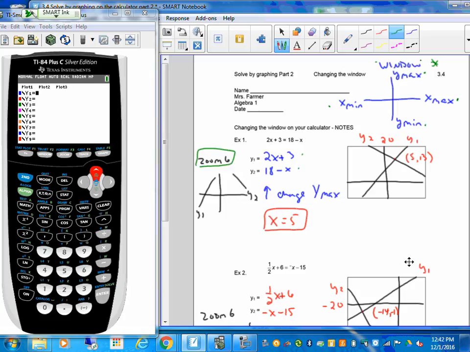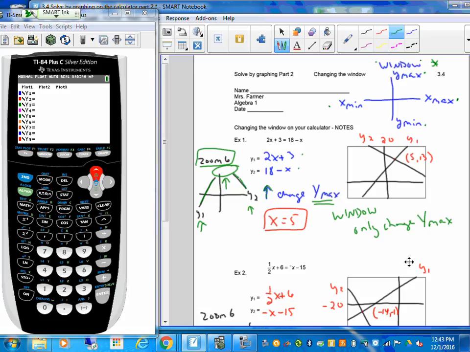Did a quick sketch here, labeling Y1 and Y2 as they were graphed. Determined that these two lines were getting closer together at the top, and therefore we needed to go up. If you're going to need to go up, you need to change Y max. We went into the window button, and only change the one you need to. You may not change all of them, that's not acceptable. Okay, just change the one you need.